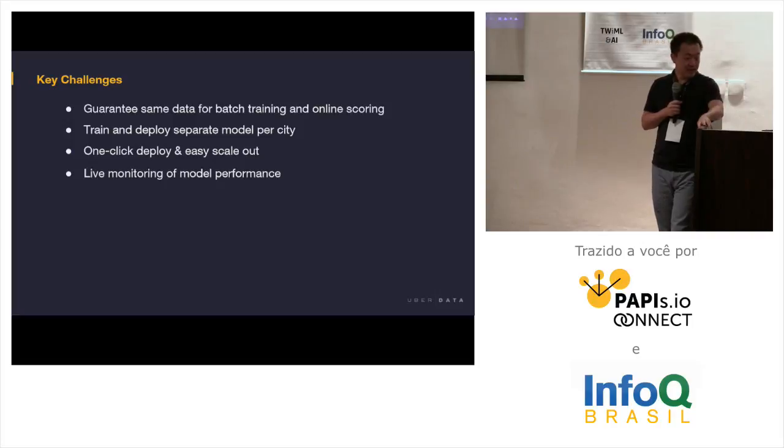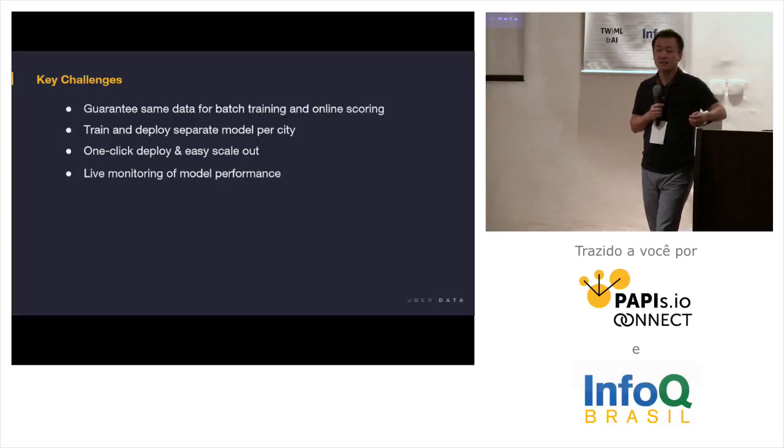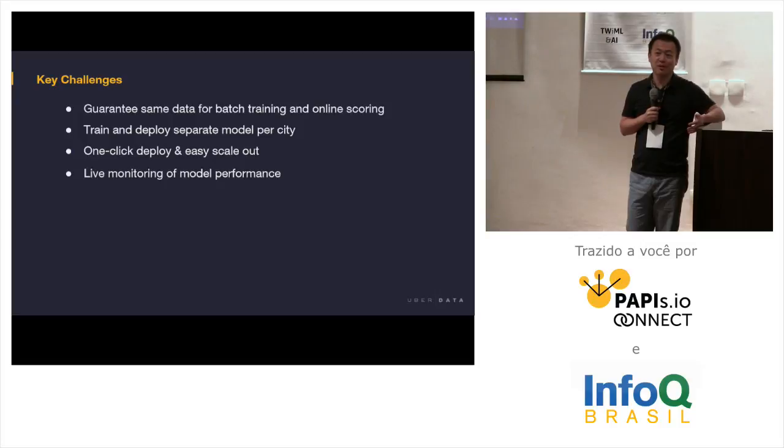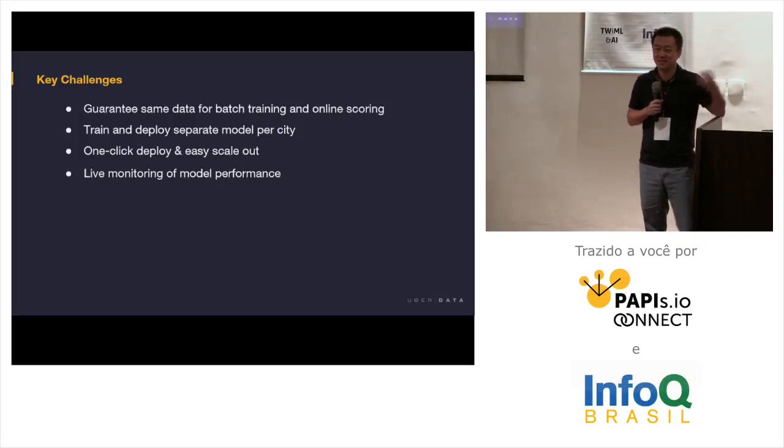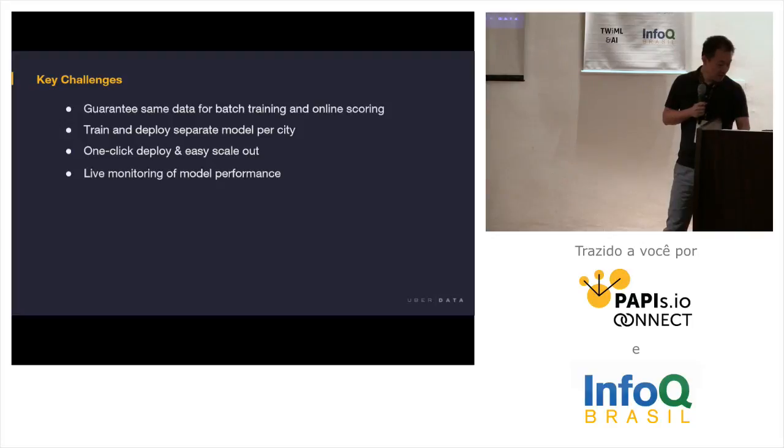And training and deploy actually happen at the city level. It's sort of intuitive, because different cities are going to have different patterns. They're serving different people locally. You cannot just use Brazil data, Sao Paulo data, to serve San Francisco. People just have totally different living patterns.